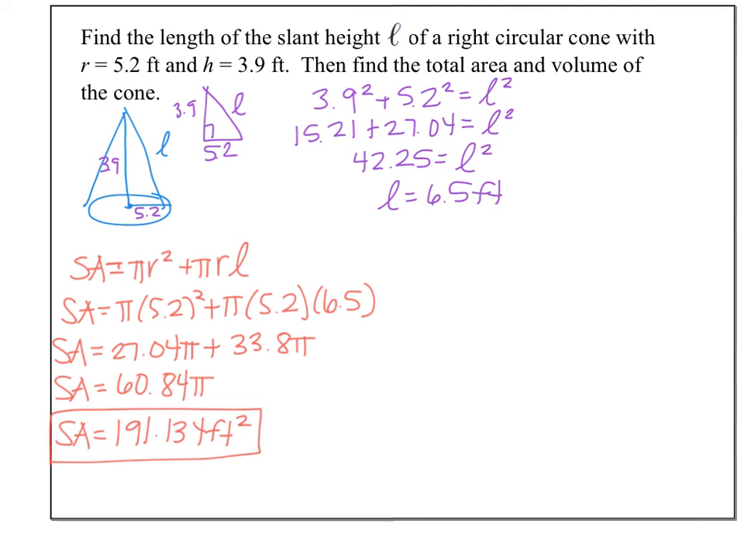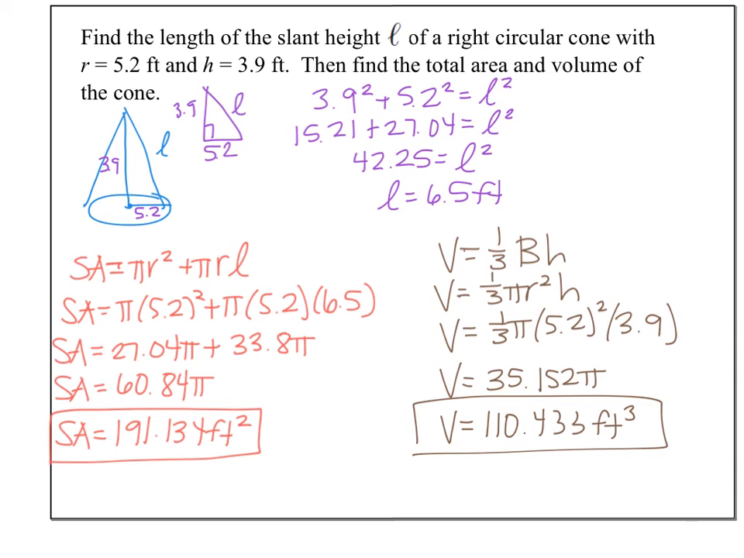So you should have gotten that your surface area was 191.134 feet squared. So we used our formula and then we plugged in what we knew and then we ended up with that. So for our volume, it's very similar. So if you haven't done that already, go ahead and do that. So what you should recognize here is that we're finding 1/3 of the area of the base, which is a circle, times the height. So slant height is not used for volume. And then at the end, you should get 110.433 feet cubed.